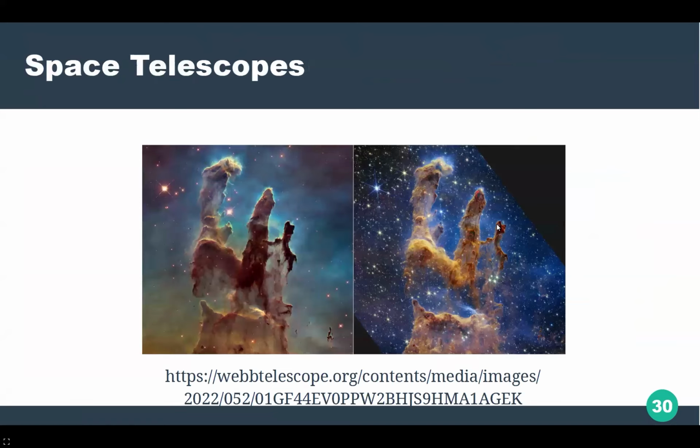To avoid these complications, we have started using space-based telescopes such as the Hubble telescope, whose pictures are seen on the left-hand side of this image, and the James Webb Space Telescope, which has pictures on the right-hand side of the image.